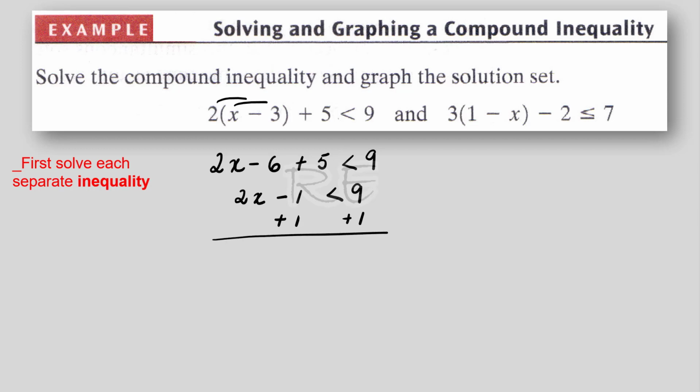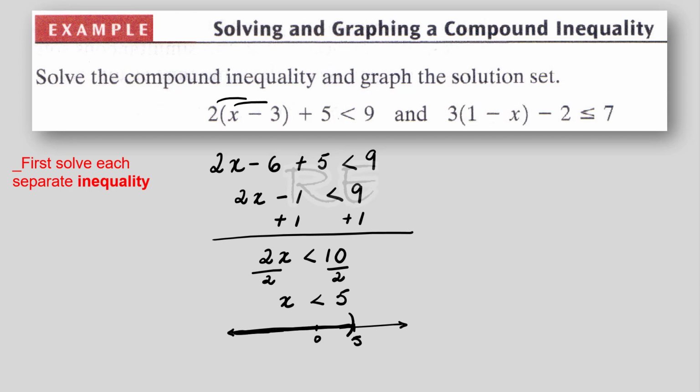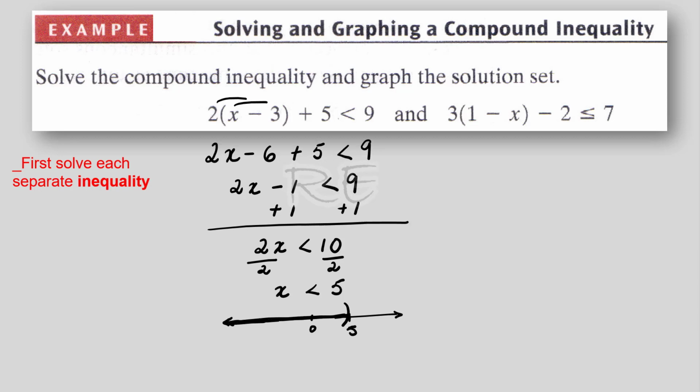After adding 1 to both sides, we obtain 2x strictly less than 10. When divided by 2, the inequality becomes x strictly less than 5. At 5, we're going to have a close parenthesis, and we'll take all the values that are less than 5.